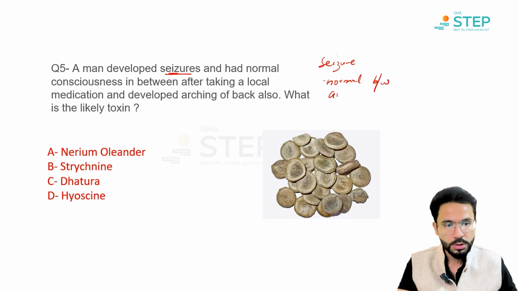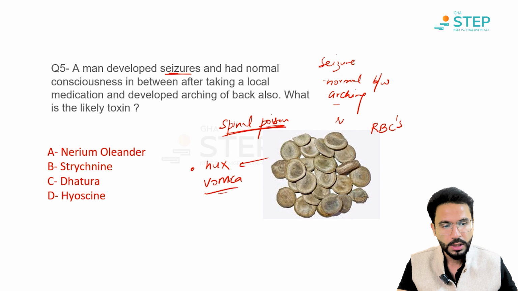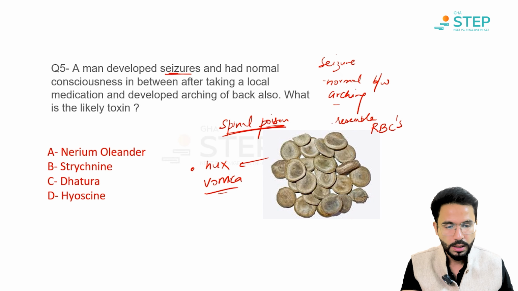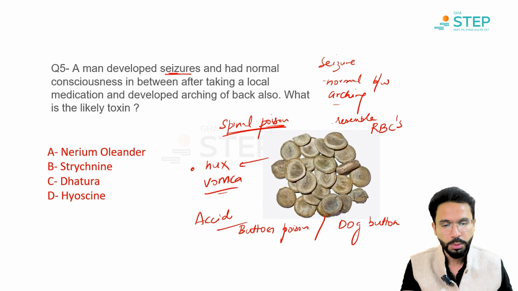We are dealing with a spinal poison. What kind of spinal poison? A spinal poison that is known as nux vomica. So look at these disc-shaped structures, which are disc-shaped like RBCs. So they resemble RBCs. They are also known as a button poison or a dog button. So which are actually accidental poison.